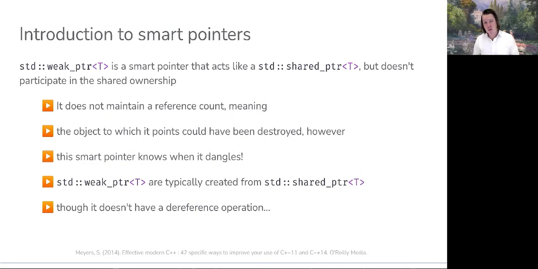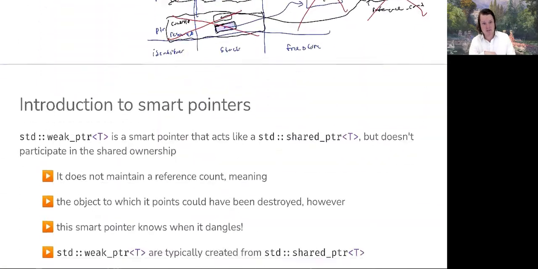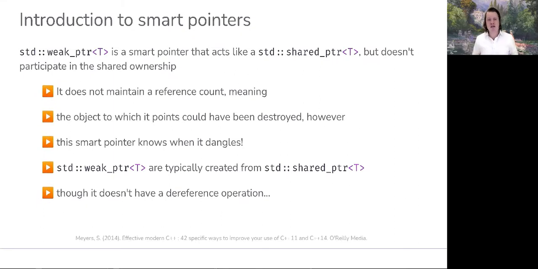So a standard library weak pointer is a smart pointer that acts like a shared pointer, but it doesn't participate in the shared owner count. It does not maintain a reference count. Well, it does. It has the same kind of information that the shared pointer does. It's just when we create a weak pointer from either a shared pointer or a pre-existing weak pointer, we're not actually incrementing that reference count that we saw here. So the object to which it points could have been destroyed. However, this pointer will know when it dangles.